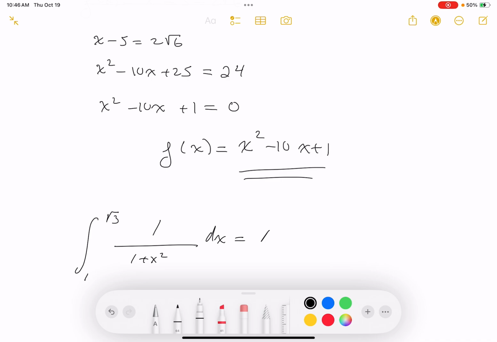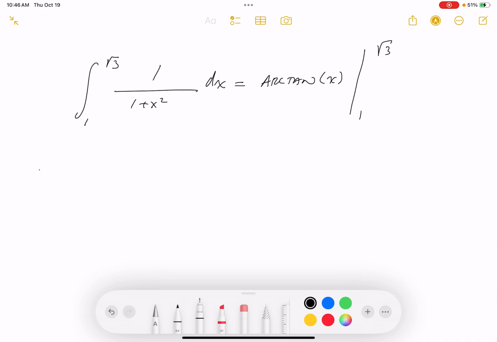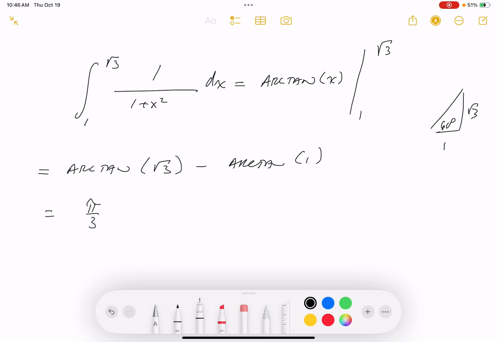And what is this equal to? Arctangent. This was an easy one, by the way, arctan of x from 1 to root 3. Now I have to do the evaluation, I did the integration. Arctan of root 3 minus the arctan of 1. Relatively simple. Now I want to point out, looking at this, root 3, 1, this would be 60 degrees, and 60 degrees is pi over 3. And for 1, you get 45 degrees, that's going to be minus pi over 4.